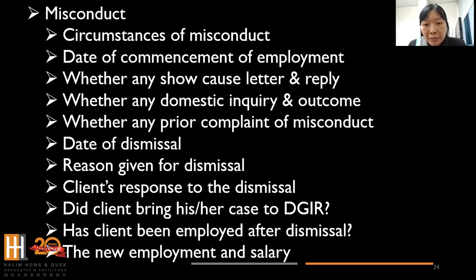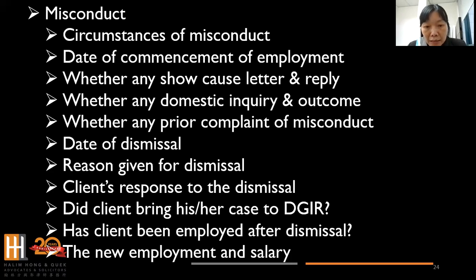Then whether the client has brought his case to DGIR, because some clients call us after he has referred the case to DGIR. So some have just been dismissed and have not done anything yet. If that's the case, then we advise him to go to DGIR if he has a case.